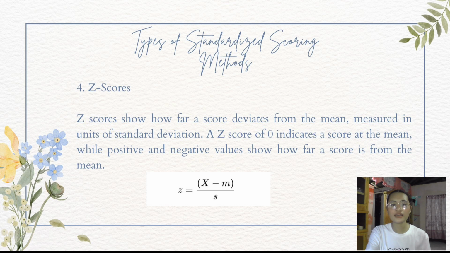The fourth one is the z-scores. Z-scores show how far a score deviates from the mean, measured in units of standard deviation. A z-score of 0 indicates a score at the mean, while positive and negative values show how far a score is from the mean. So the z-score is equal to x minus m, all over s.